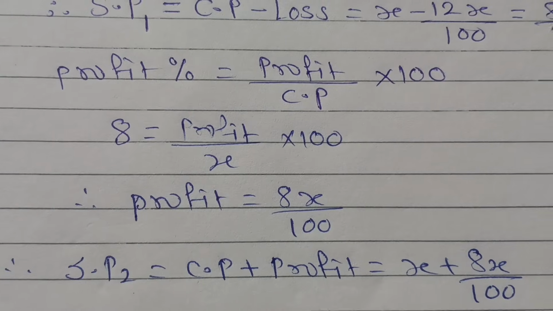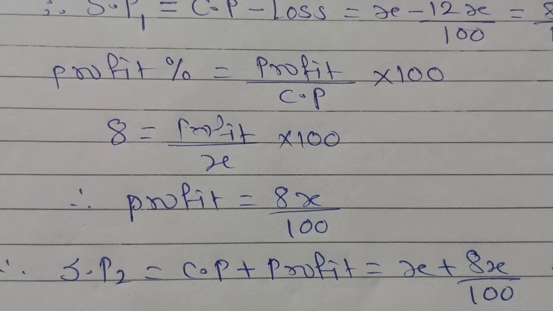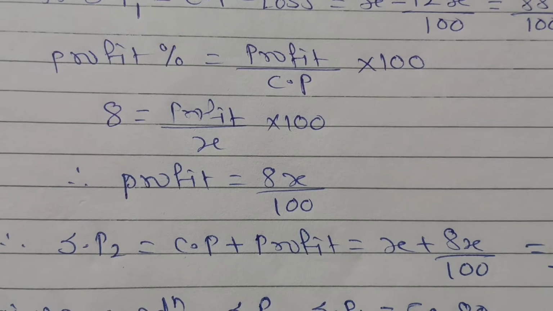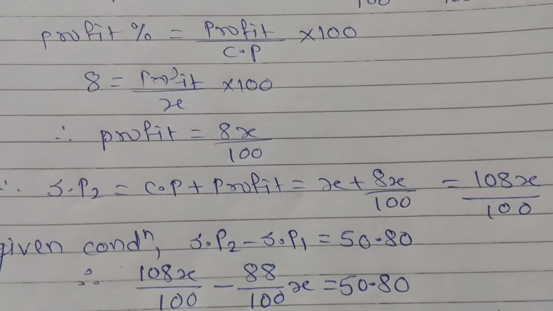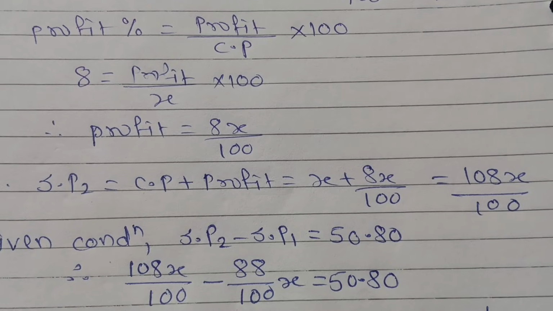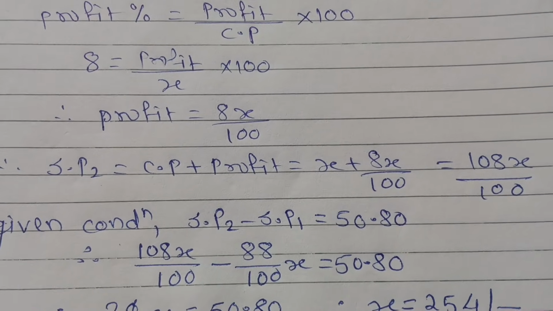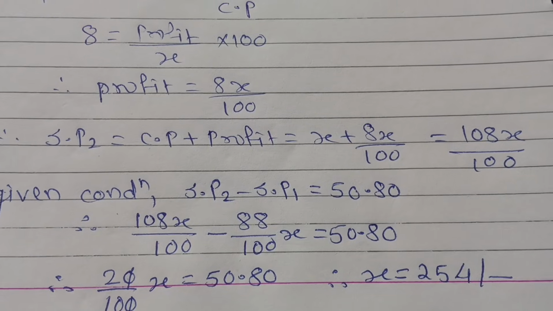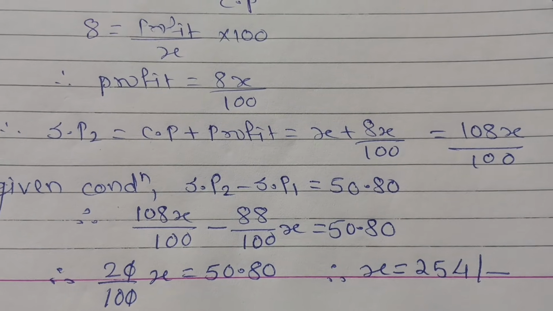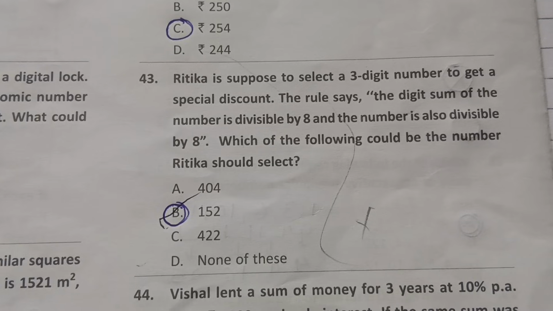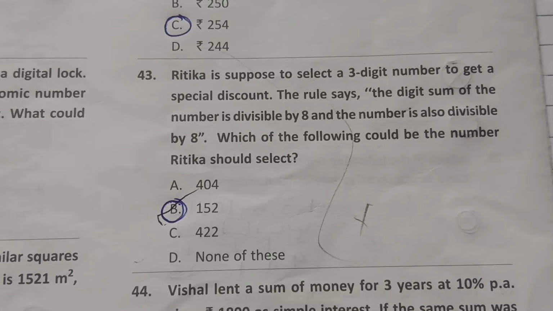Now profit percent is equal to profit upon CP into 100. Putting the values, we get the profit 8x upon 100. So SP2, in the second case, will be 108 upon 100 x. Now the difference is given. So after subtracting, we get the value of x as 254. Option C.